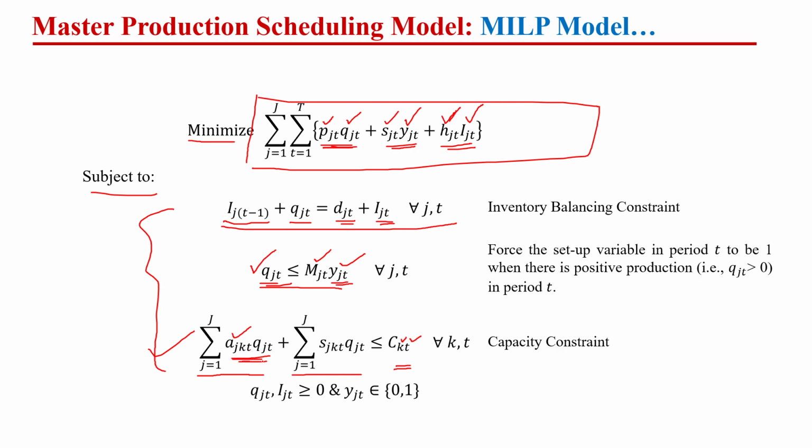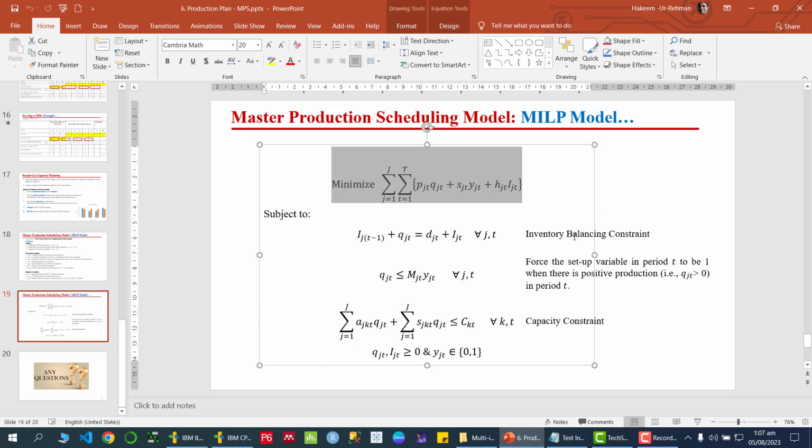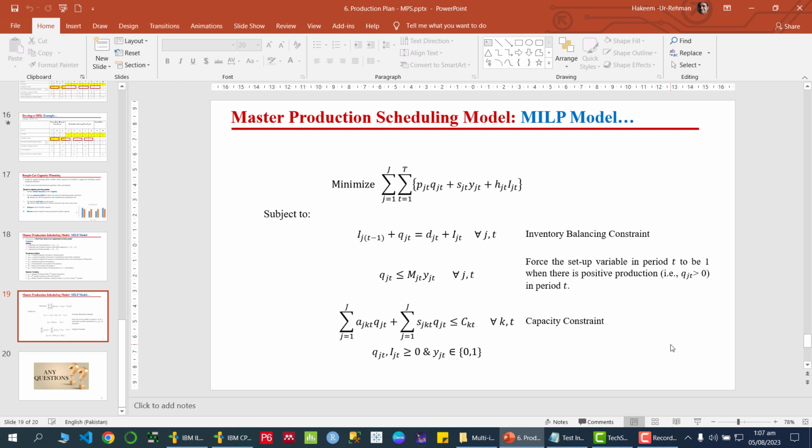Because we are considering them in time, as well as this is a setup time, the capacity we should consider is in time, that is the available capacity, instead of in quantity, because over here we are considering the time. And the decision variables we have are QJT and IJT. These two sets of variables must be positive, whereas YJT is a binary variable. So now we have the understanding of the mixed integer linear programming model for developing the master production schedule.